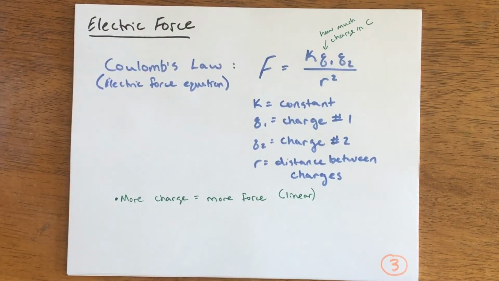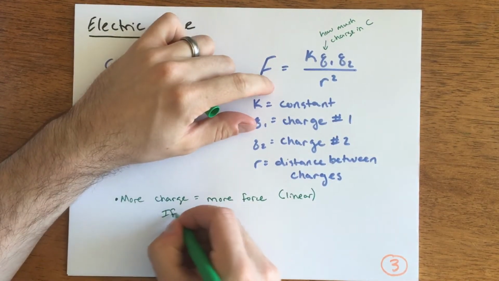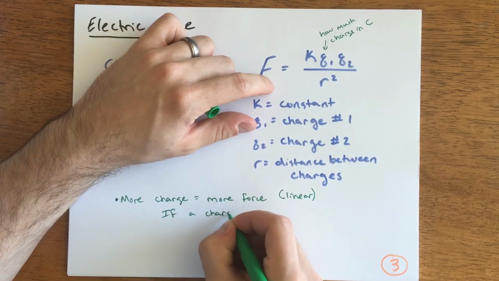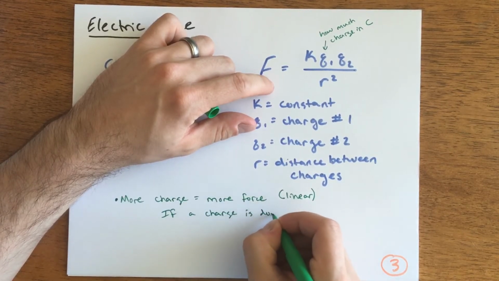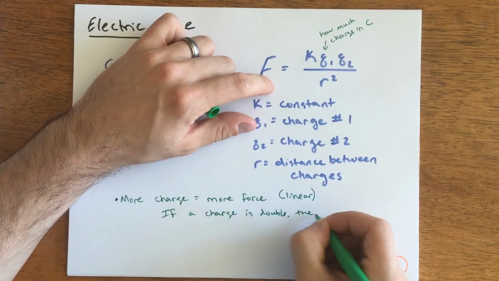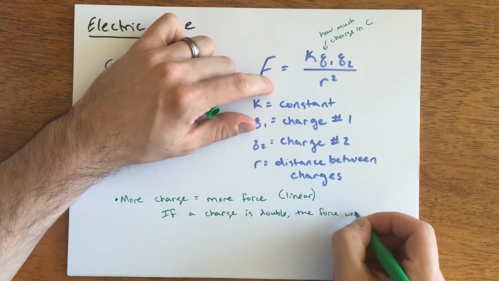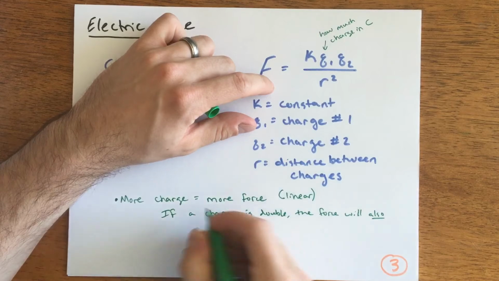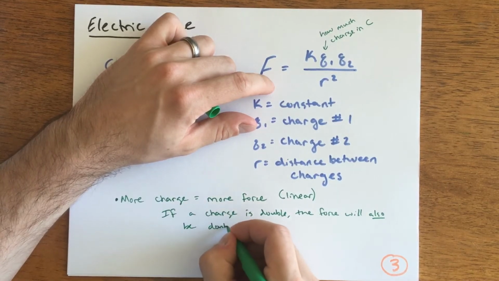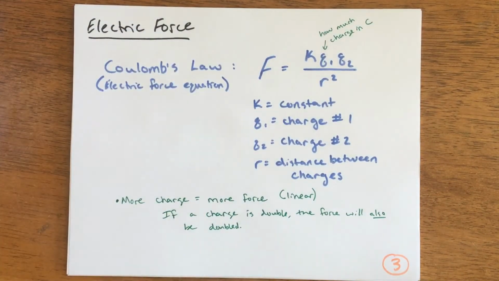So, for example, if a charge is doubled, the force will also be doubled. This should make sense. This is very similar to the gravitational force equation. If we have twice as much mass, we have twice as much force. In this case, if we have twice as much charge, we'd have twice as much force. If we had 3 times as much charge, we'd have 3 times as much force. Now, if we doubled each of them, it's a little bit different. We're not going to worry about that so much today.